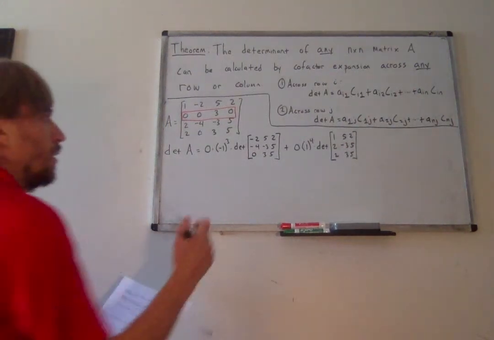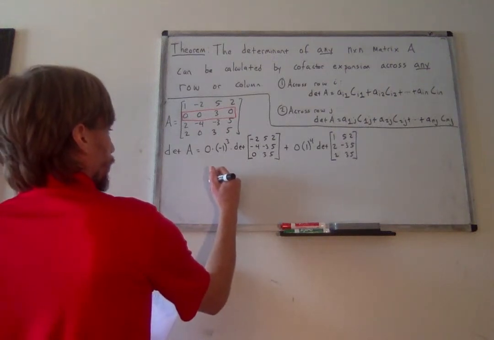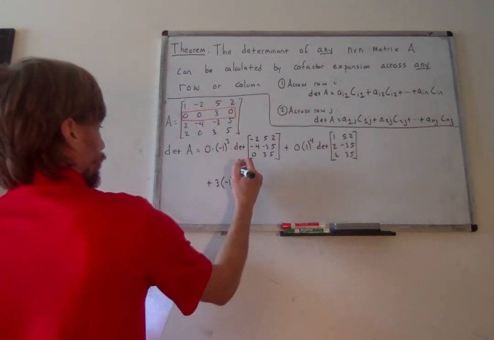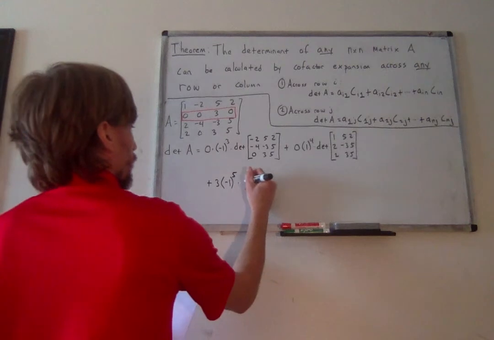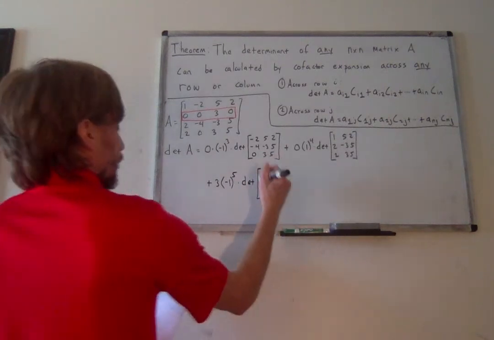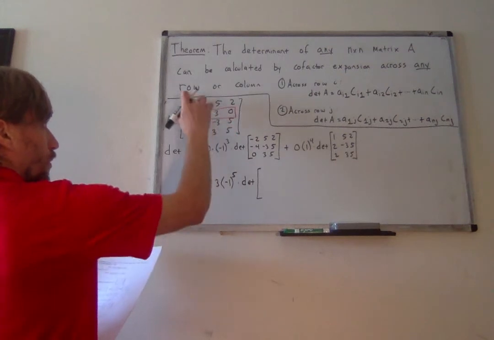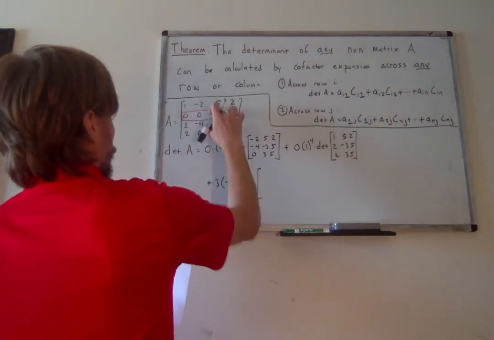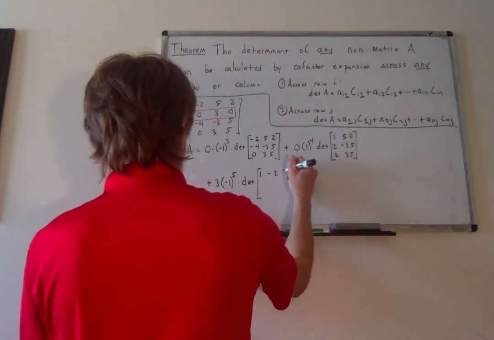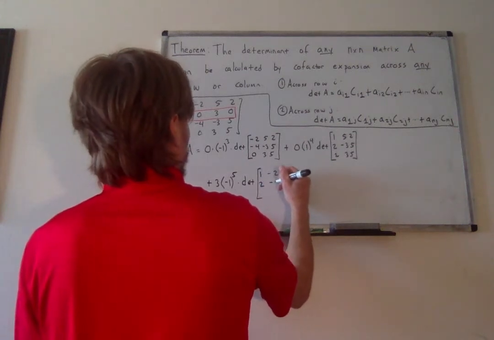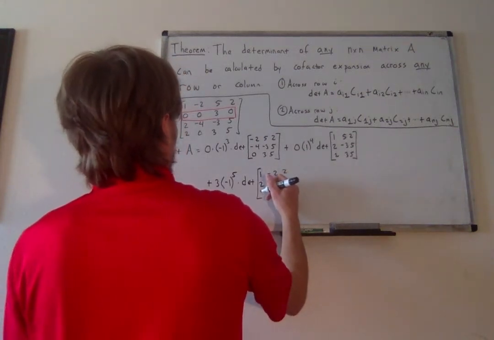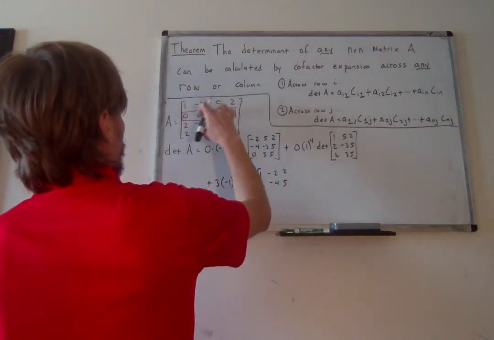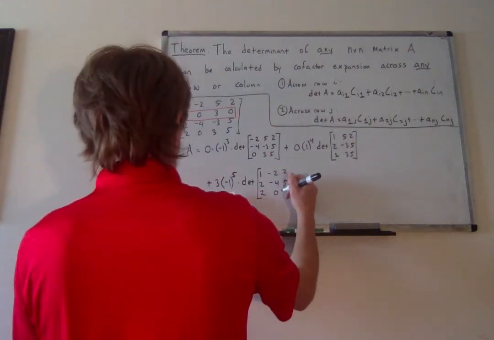All right. Well, now I'm finally going to have to do work, so this will be plus 3 times -1. 3 is in row 2, column 3, so that would be (-1) to the 5th, times the determinant. Well, now I'm going to delete this row and this column, so that'll be 1, -2, 2, 2, -4, 5, and 2, let's see, deleting that, and that, so 2, 0, 5.